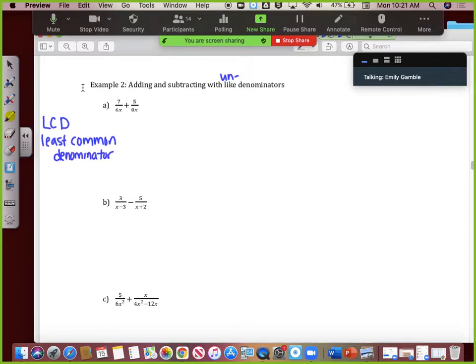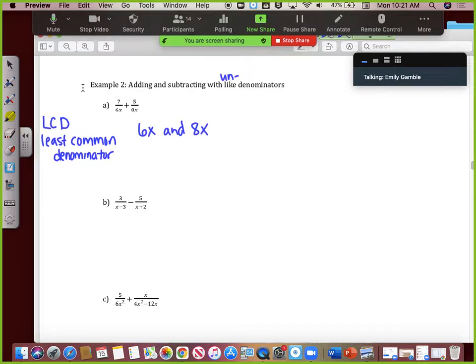So we're looking at the 6x and 8x. In order for these to be the exact same, we have to change them with multiplication so that they are the same number of x's so that we can actually add them together. Since they both have the same variable, you don't have to worry about the x's. Just look at the 6 and the 8, and the least common denominator is going to be the least common multiple of 6 and 8.